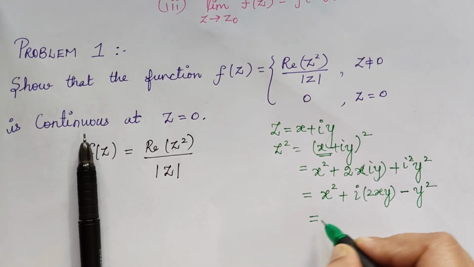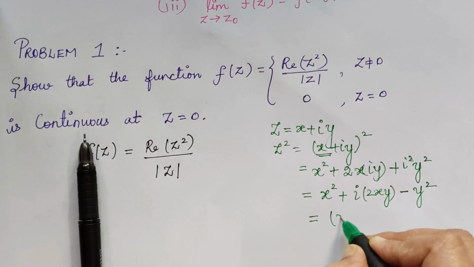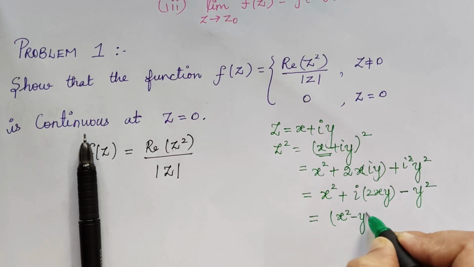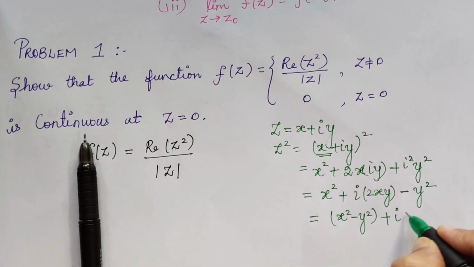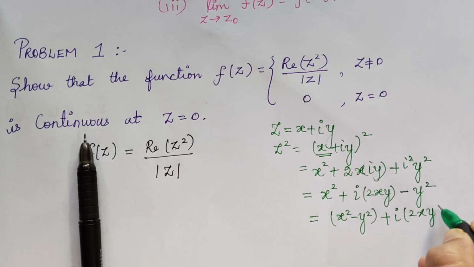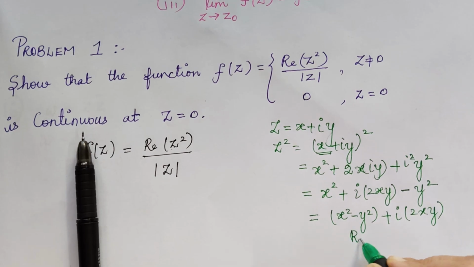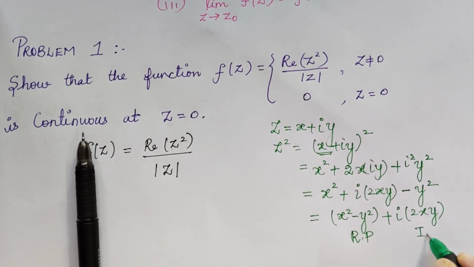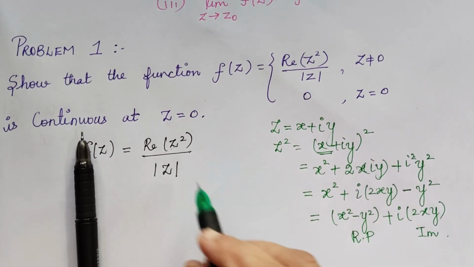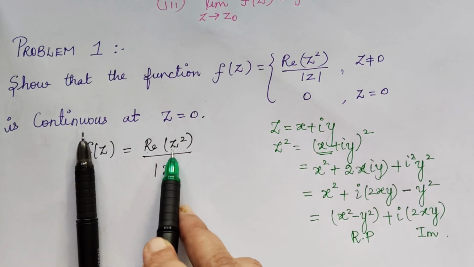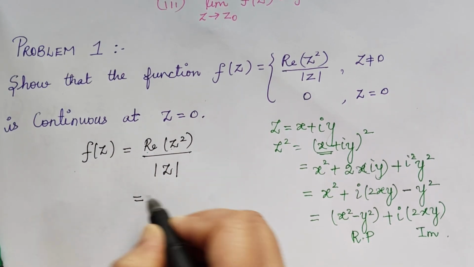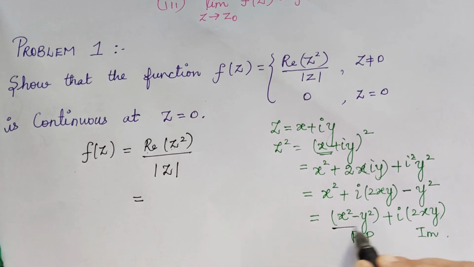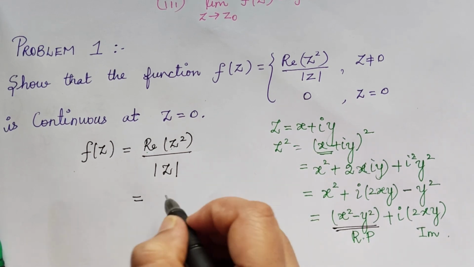Gathering the real part and separating the imaginary part, we get x square minus y square, which is independent of i, as the real part. I multiplied with 2xy is the imaginary part. That is, 2xy is the imaginary part. So this is the real part and this is the imaginary part. Now here we have to consider real part of z square. So what is real part of z square? It is x square minus y square.